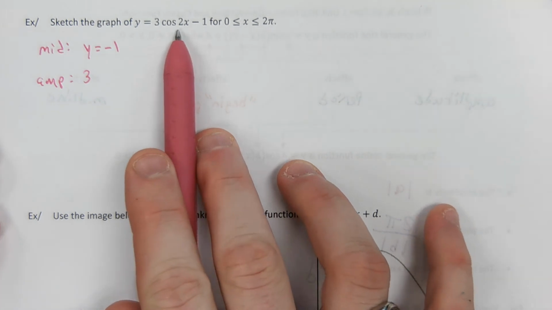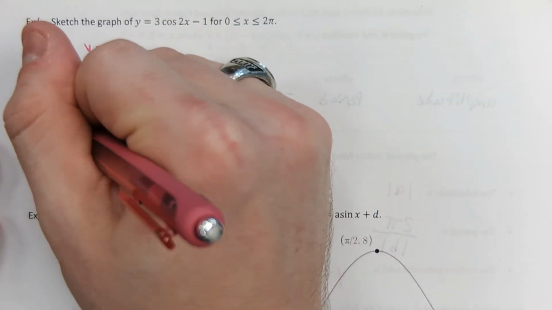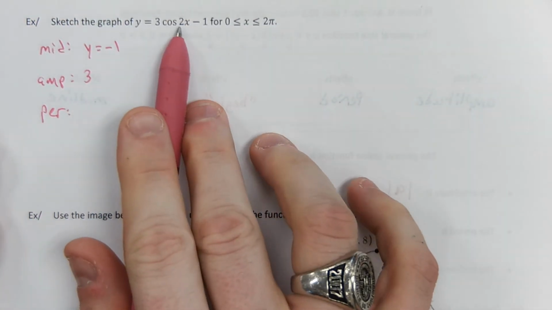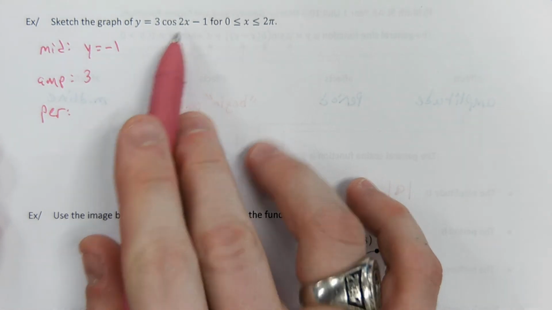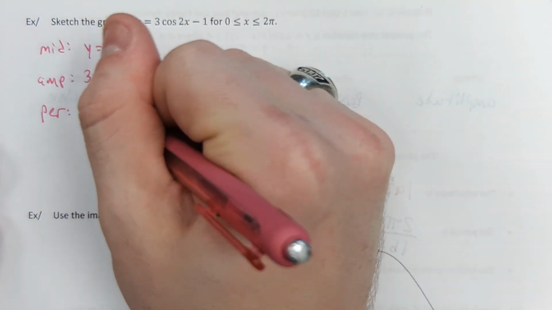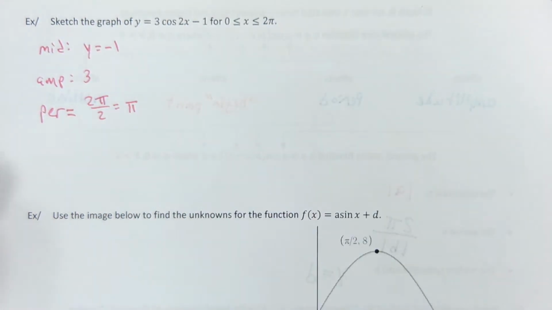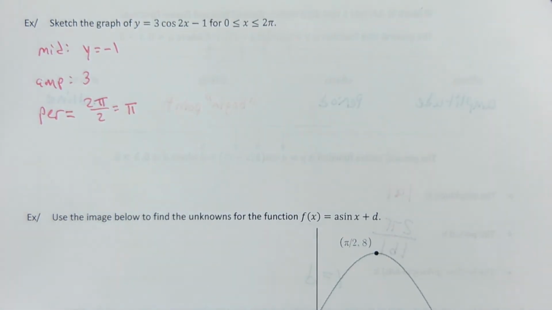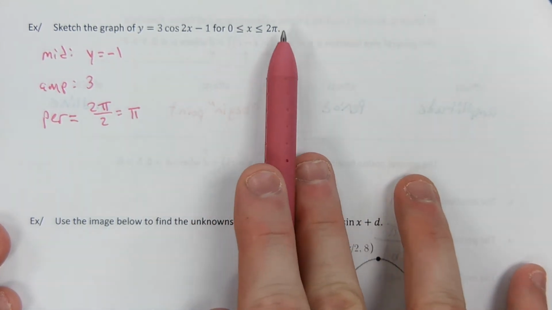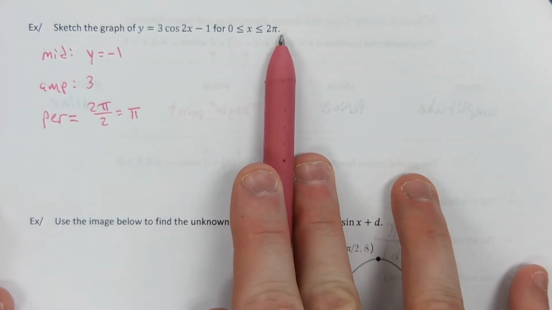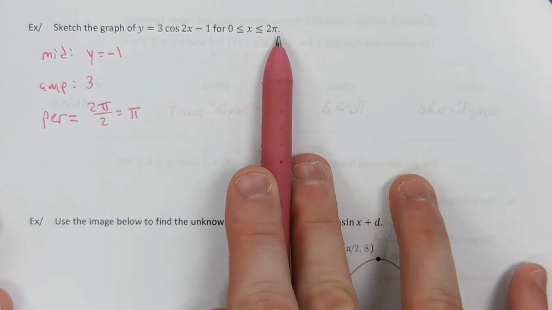My period length is supposed to be 2 pi, but this one has a 2 in front of the x, so the period length is 2 pi over that b value. Oh, our period length is just pi. So how many full cycles will get completed in the 2 pi that I have to graph over? 2 of them. I'll have 2 full waves here.